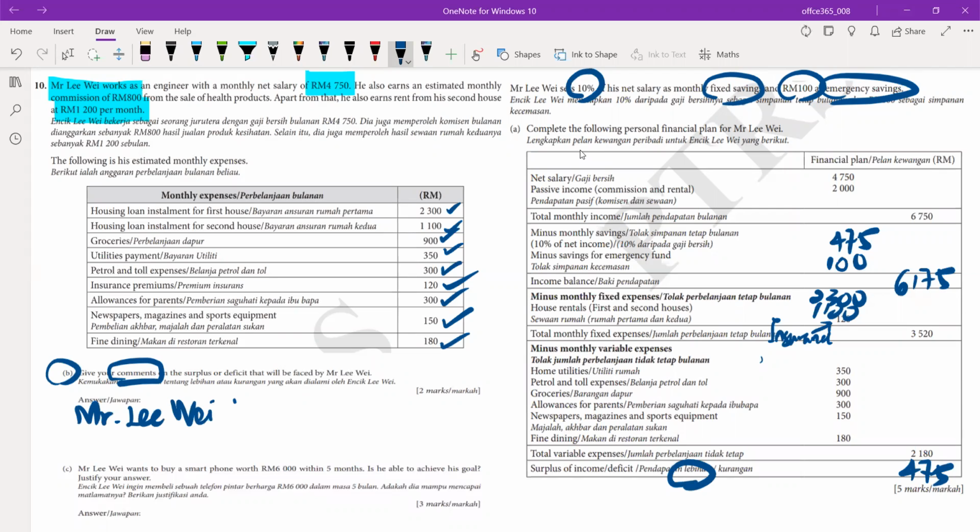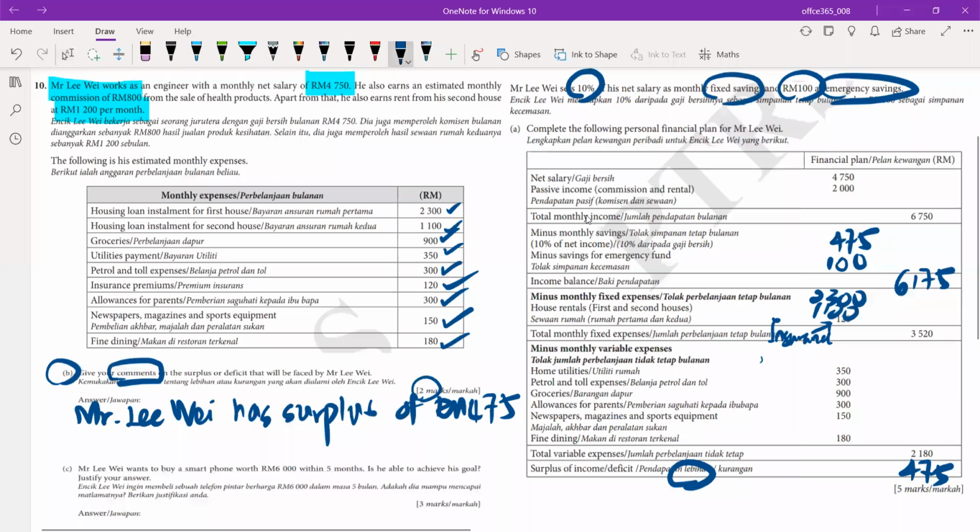Mr. Li Wei has surplus. Mempunyai lebihan. Give comment 2 marks on surplus and also 475. Maybe you feel kiasu a bit, go and write lah. So write what and has positive income. Okay, positive cash flow lah. Add on like that. Ada mempunyai aliran tunai yang positif.